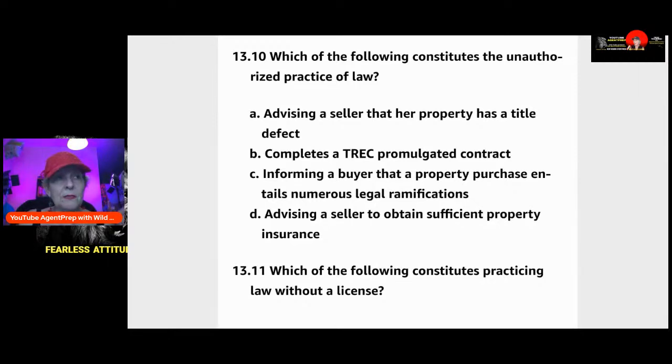The templates are the promulgated contracts. There are templates already created by the 13-member committee, right? 6 attorneys, 6 brokers, and 1 civilian.